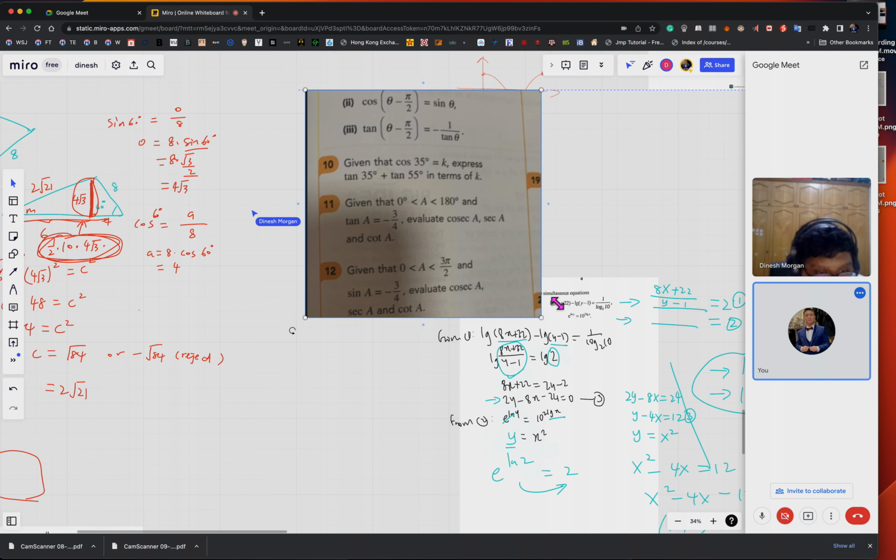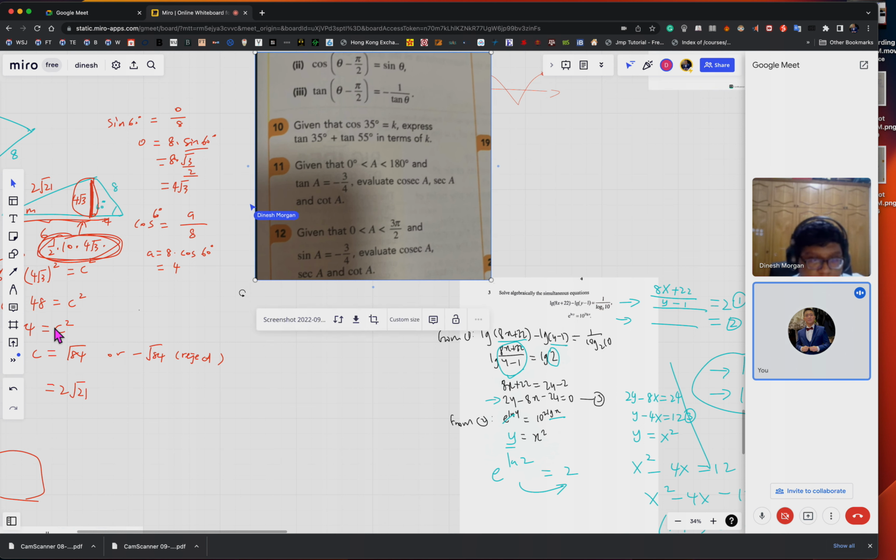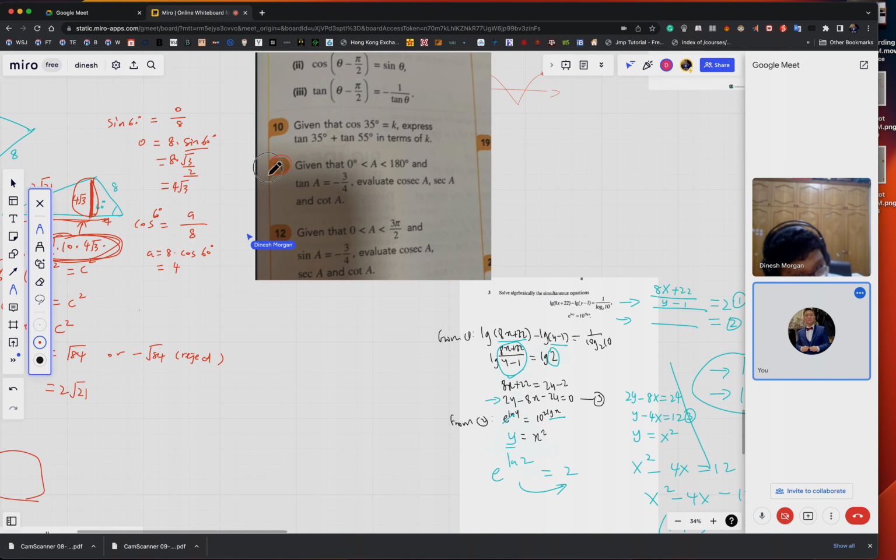Let me just zoom in. So I'm talking about question 11 here. Okay, so for question 11, right? Actually, I think your approach is to get the actually for me, right? Okay, let me do it my way first. Okay, so I will use the quadrant.